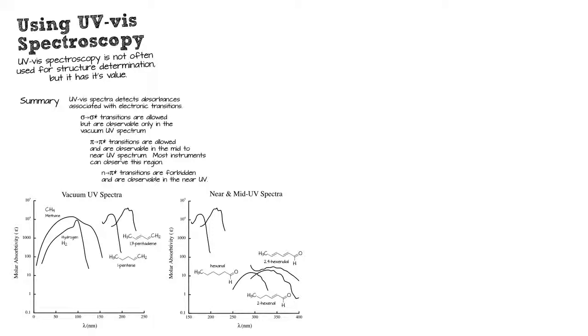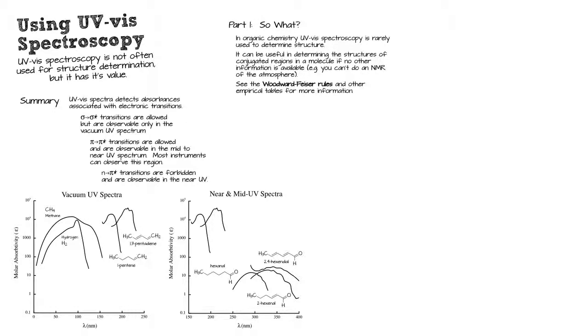But none of this really helps us to nail down the detailed structure of a molecule. We can just get hints of its electronic structure. So what's it good for? Well, there are books of tables of calculations you can do to predict maximum absorbance, and if you understand the mechanisms of this, if you're a true physical chemist, you can calculate what the UV spectrum might be for an unknown molecule.